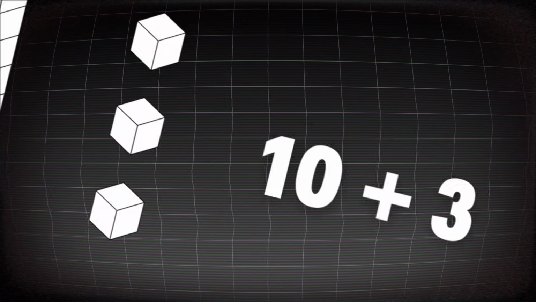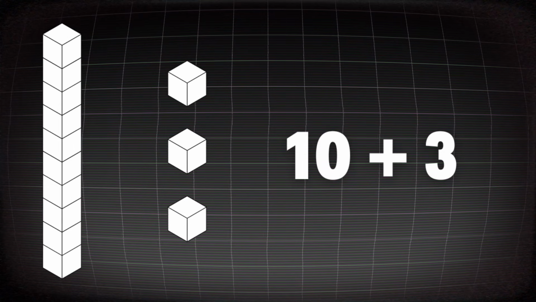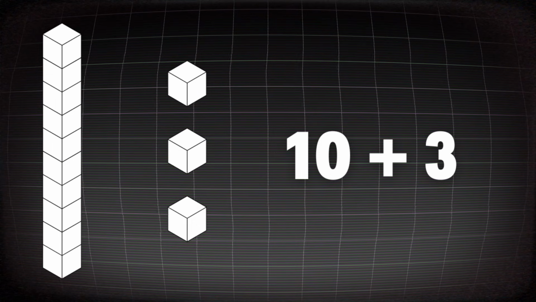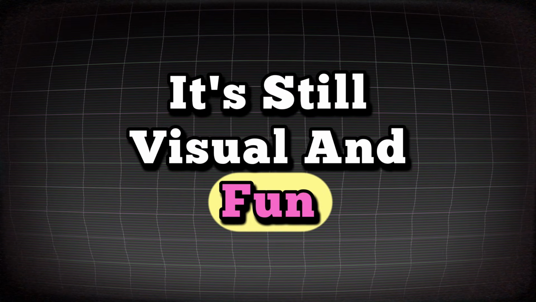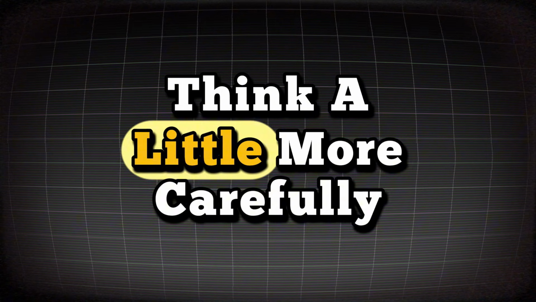For example, imagine we've placed 1 full bar, that's 10 cubes, and then added 3 single cubes beside it. The total becomes 13. See? It's still visual and fun, but now the child has to think a little more carefully.